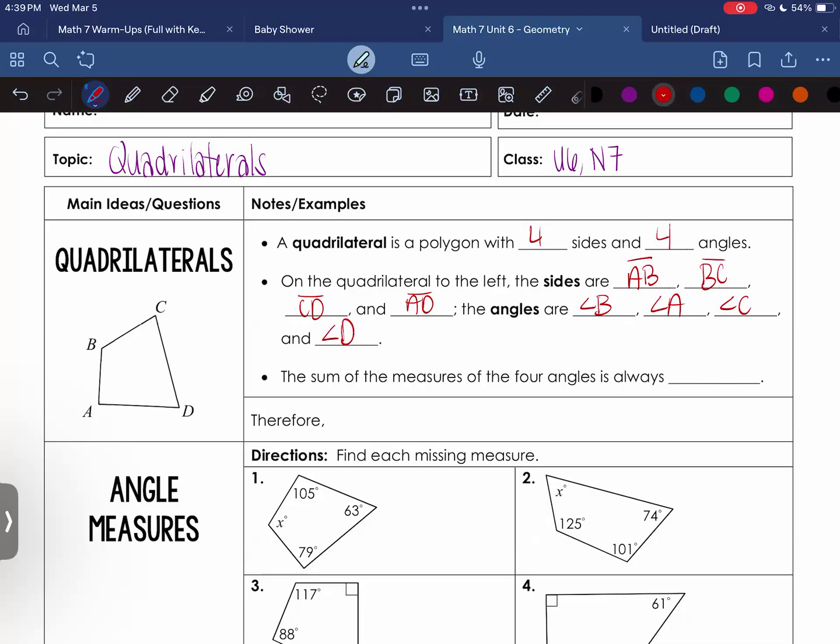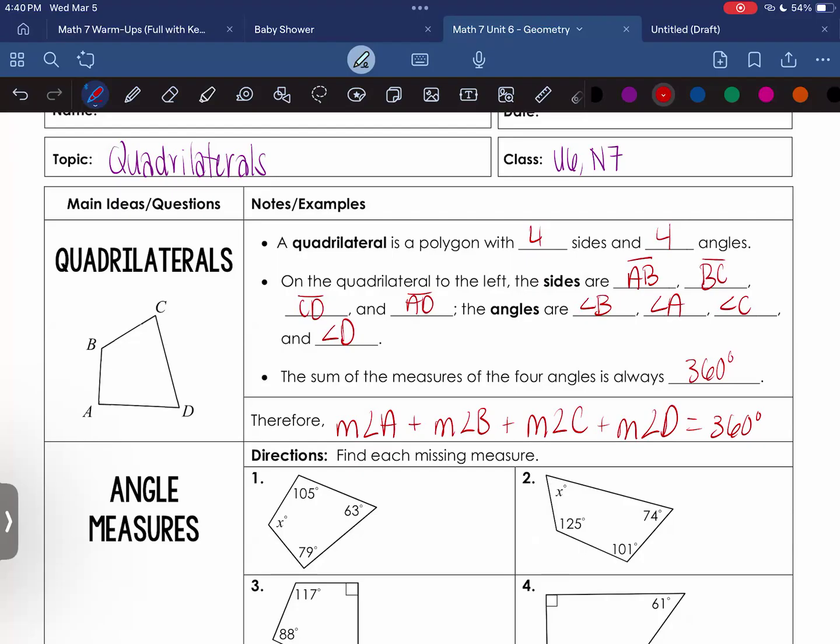Okay, so we just learned that a triangle adds up to 180 degrees, while a quadrilateral will add up to 360 degrees, always. So today we're going to deal with a lot of equations where we add up to equal 360 degrees. So in this example, the measurement of angle A plus angle B plus angle C plus angle D equals 360 degrees.